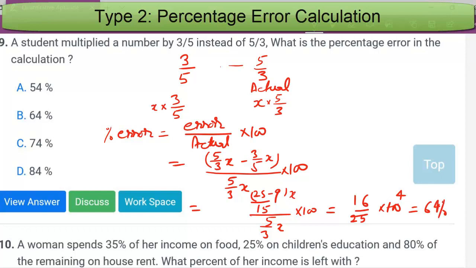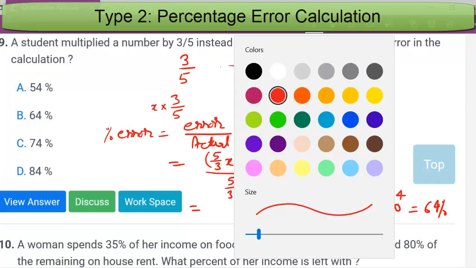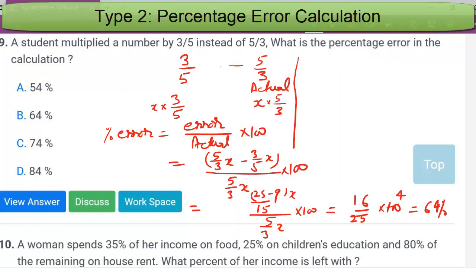So this is a method. However, we can reduce this method. Okay, how can we reduce this? Because there are certain calculations involved because of the fractions. So how can I remove the fractions? A way to remove the fraction is, if I assume the value of x as the LCM of 5 and 3, which is 15, then this fraction will be gone and our calculation will be easier.